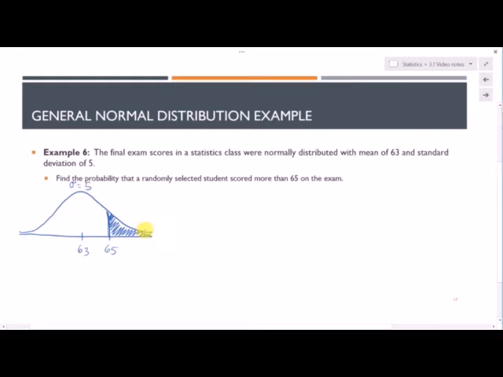Now, we can't just go directly to our table and look up things like 65 because that only works for a standard normal distribution. So we need to find a z-score. And our z-score tells us to take the observed value minus the mean and divide it by the standard deviation. And we find that that value is 0.4. So now we can go to our standard normal distribution, which is centered at 0 with a standard deviation of 1, and look up the area to the right of 0.40.